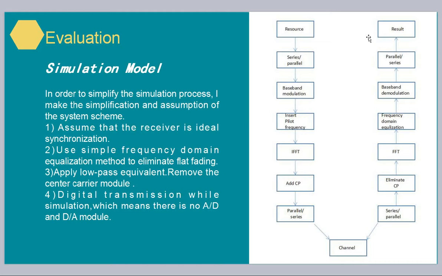First, we get the resource, we eliminate the CP, and we do the FFT, and then the frequency domain equalization, and we do the baseband demodulation, and we convert the parallel to series, and then we get the result.